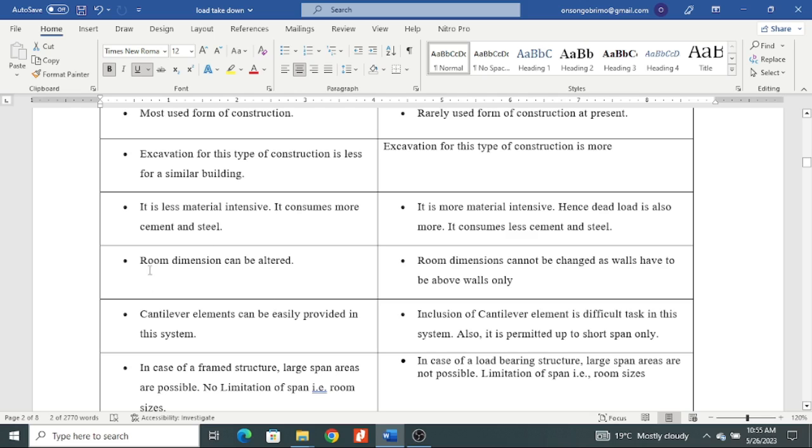Room dimensions can also be altered in framed structures, but in load bearing you cannot. It basically wants you to do your walls at the same position, at the same location from down upwards. Though you can shift the walls, that would require introduction of beams and some calculations as the structural engineer. But in framed structures, you can design a structure with ground floor walls in different locations, first floor walls in different locations, second, and all that.